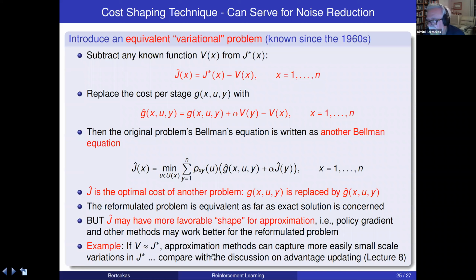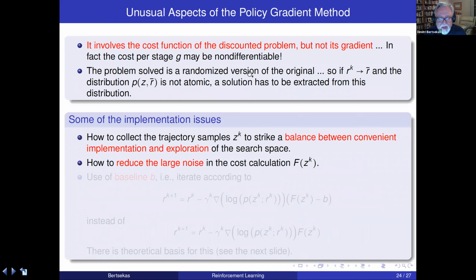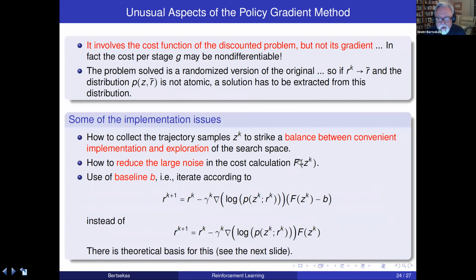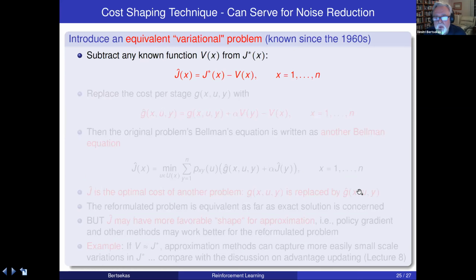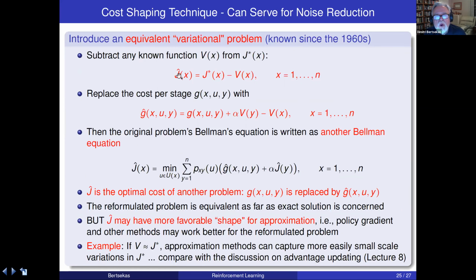Now, what does this have to do with baselines? Well, this V sub x are just state-dependent baselines. If you look at this formula here, if you introduce a V here, that's going to be your state-dependent baseline. And basically, you will be approximating a problem that's equivalent. It just is going to involve a cost function, which is J hat over J star.